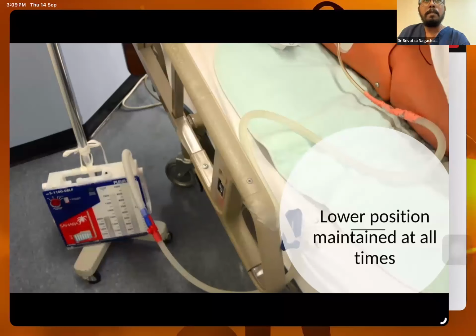It could be a post-op patient who has multiple drains in situ. You should always keep the drainage down, because the main purpose of the drain is to let it out, not to get it back in.